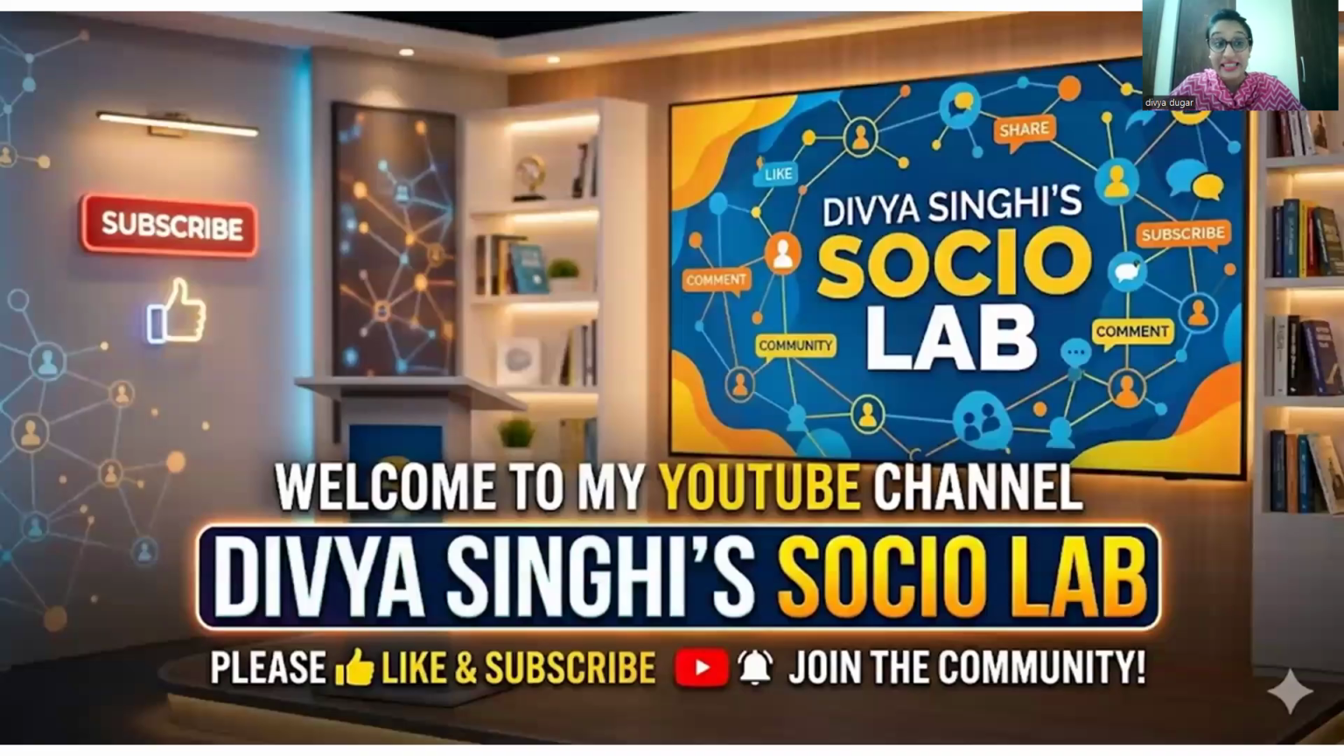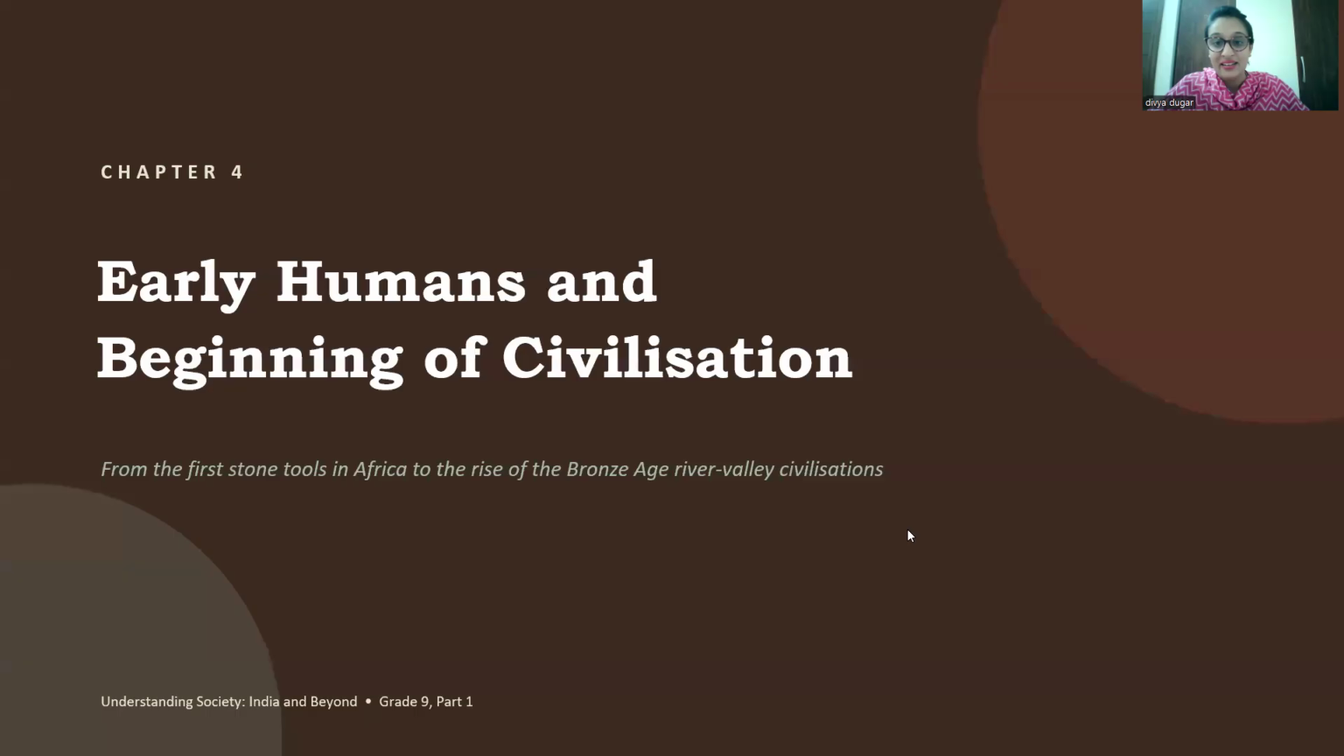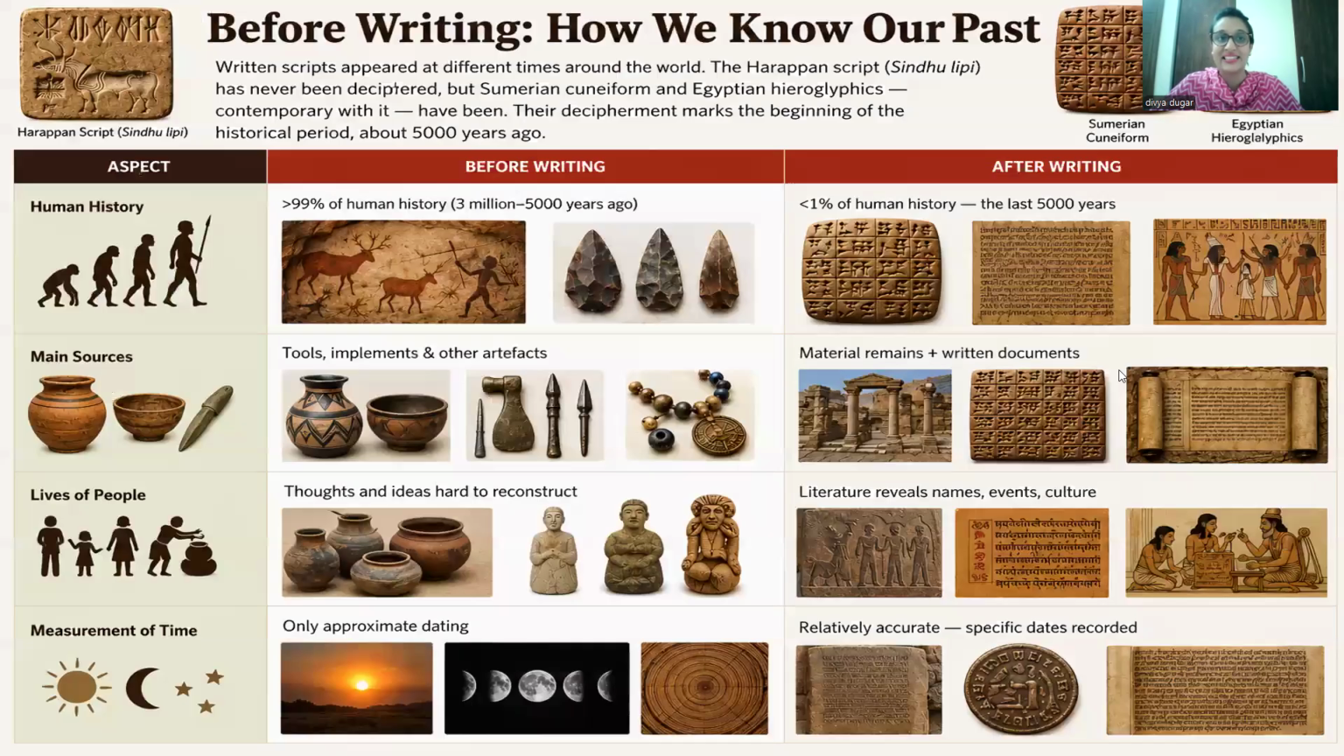I hope my screen is visible to all my students. So this is what I told, that we are going to start chapter 4, Early Humans and Beginning of Civilization. This is our part 1. Let's start. This is our first slide.